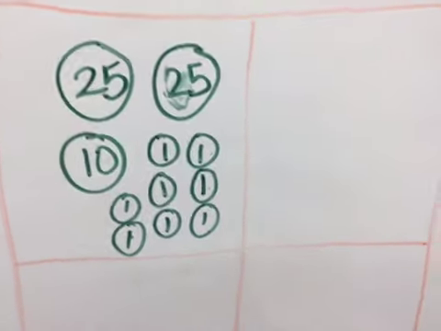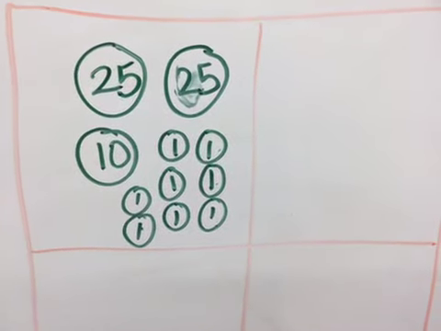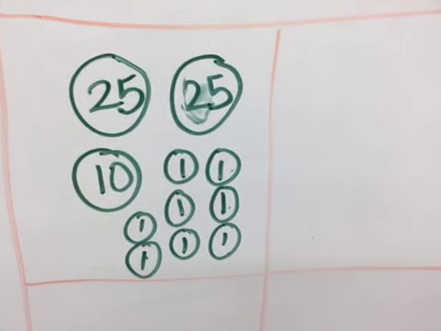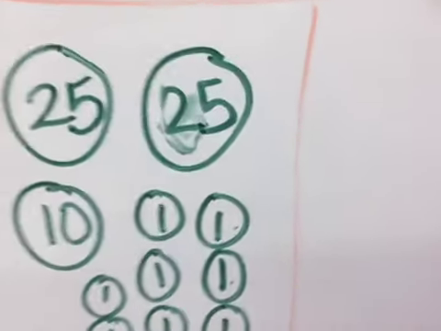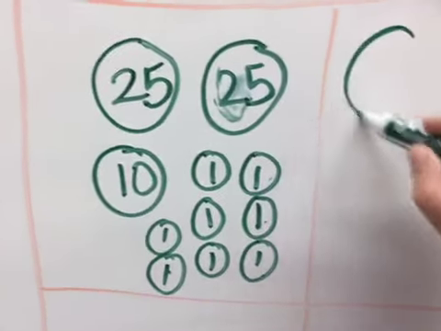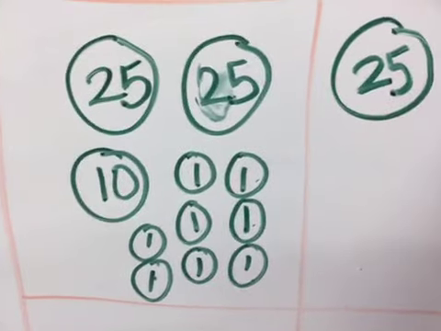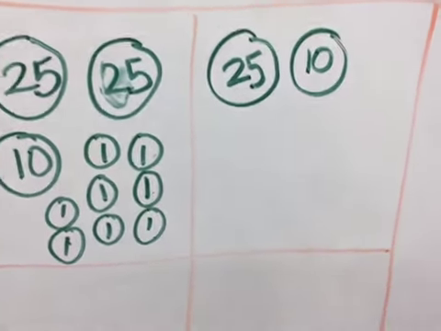Now I want to think of a different way. I can still use quarters, dimes, nickels, and pennies. I just can't use the same selection as I did before. So I still want to use a quarter. That would be 25. And I'll use a dime. Remember the counting pattern for quarters?